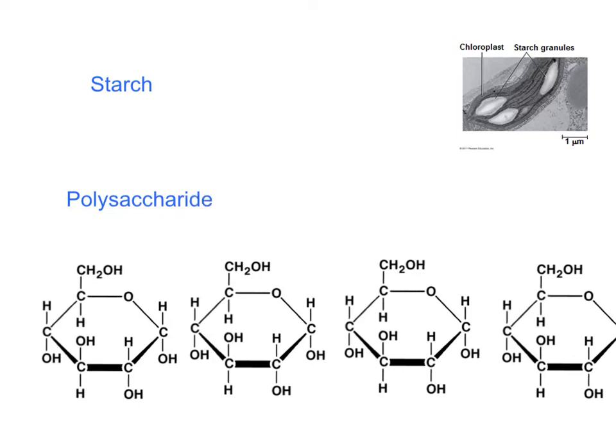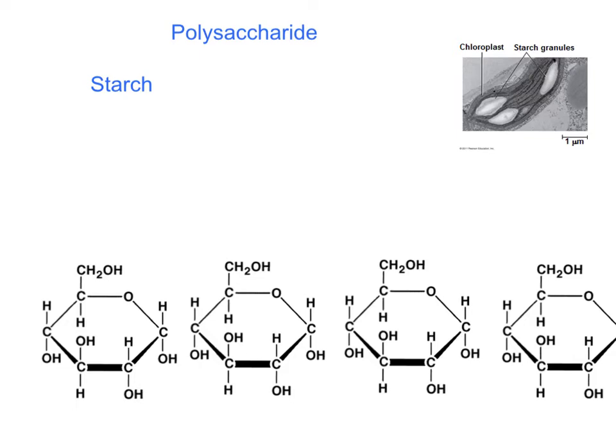So our first polysaccharide we're going to look at is starch. Starch is how energy is stored in plants, how extra glucose is stored in plants. I have been having trouble getting my starch picture to upload, but all starch is a long chain of glucose molecules. And so what I have here is multiple glucose molecules.